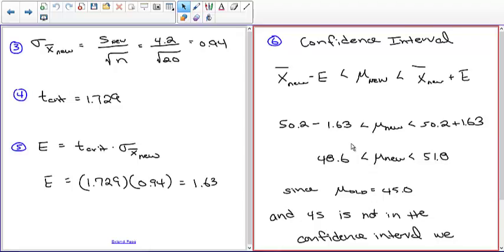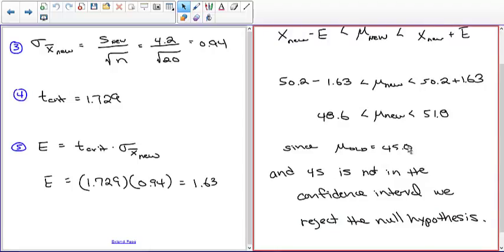Because the old population mean is outside of the confidence interval for the new population mean, we're going to reject the null hypothesis. We're accepting the alternative hypothesis, which was that there is a change. So we would say there's a statistically significant change in the yield due to whatever process change we made. Since this 45 is not in the confidence interval, we reject the null hypothesis.